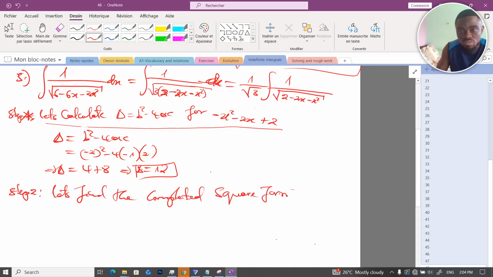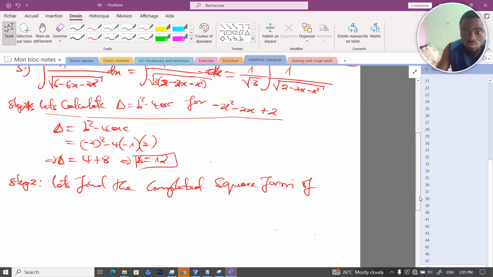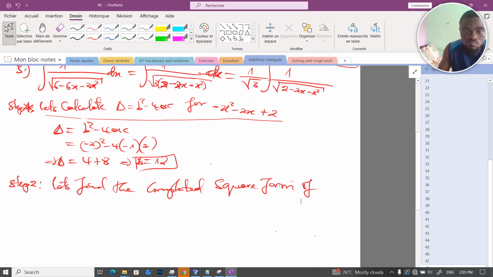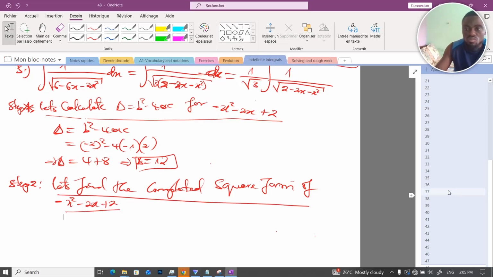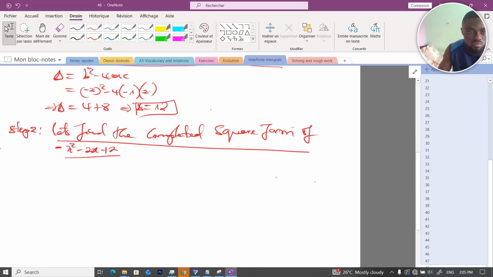Let's find the completed square form of what? Of minus x squared minus 2x plus 2. Okay, very good. Let's find its completed square form.